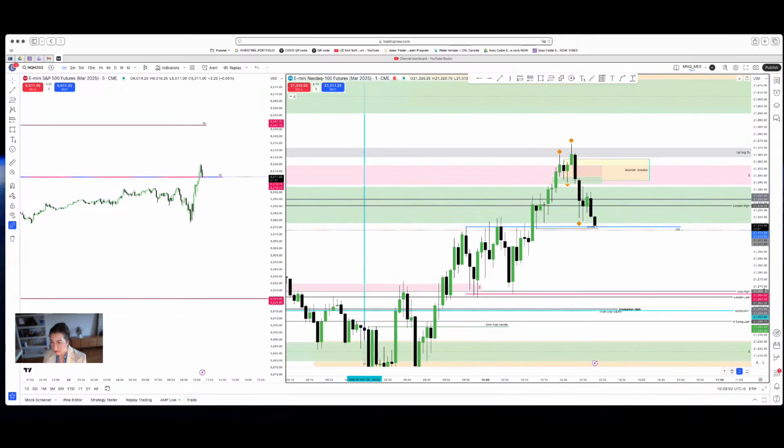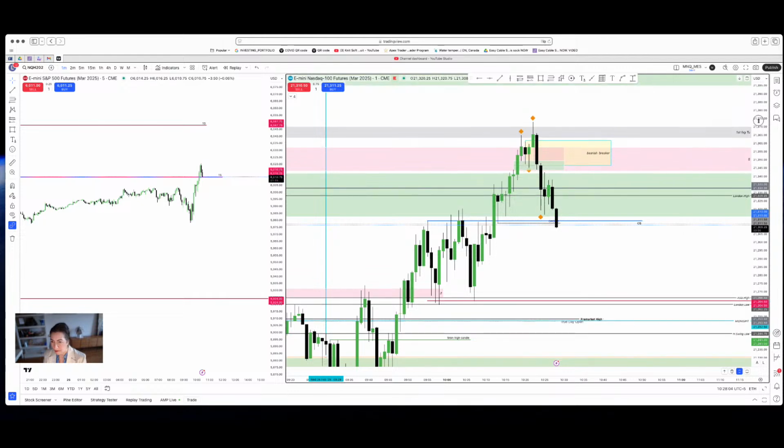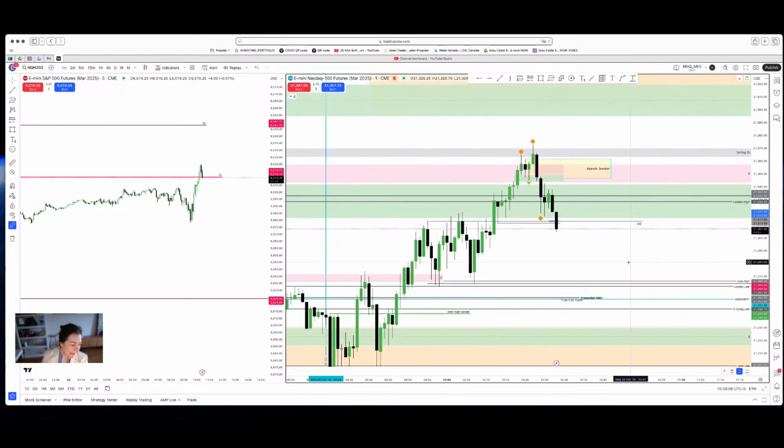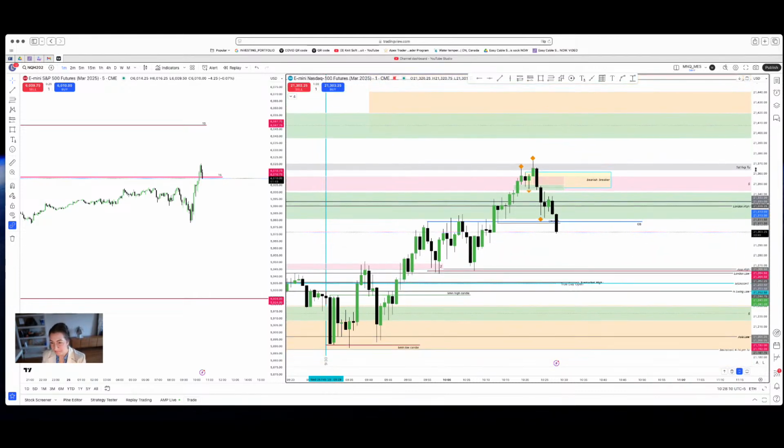Just coming up here to break of structure on the 1 minute. Anyway, I'm talking so much I missed my trade here, but that's okay. There's always another one coming, so it's no big deal.